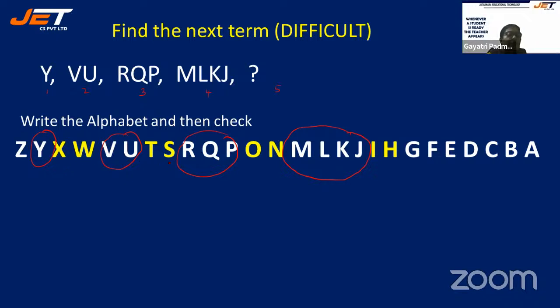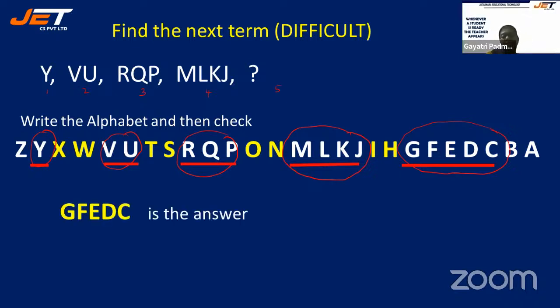So now after Y, we leave 2. After VU, we leave 2. After P, we leave 2. After this, we leave 2. So the next must be 1, 2, 3, 4, 5. So it should be GFEDC. Fine. Right? So I'm sure you would have understood. Let's see the answer. Let's see the explanation. Y, VU, RQP, MLKJ. So the next must be GFEDC. That is the answer.